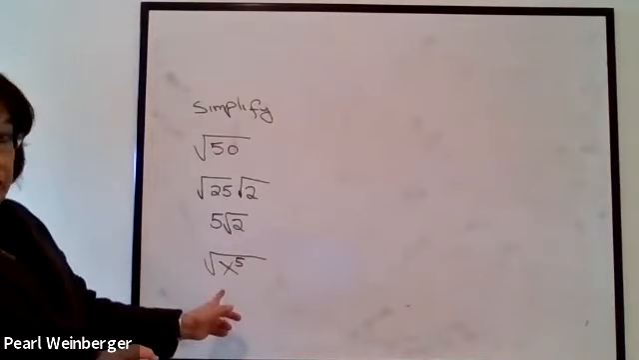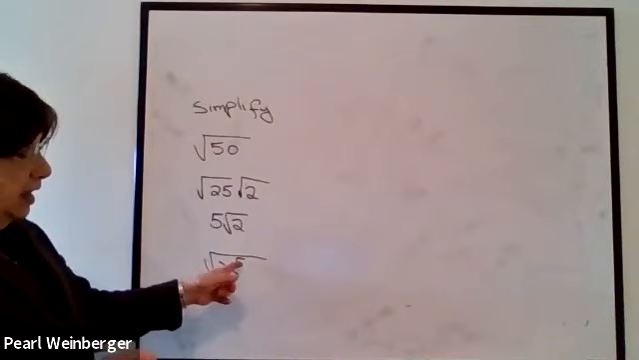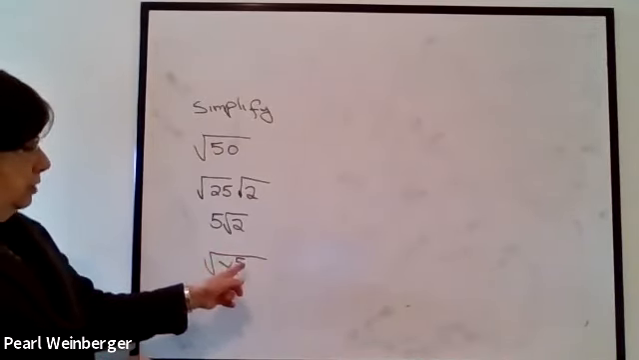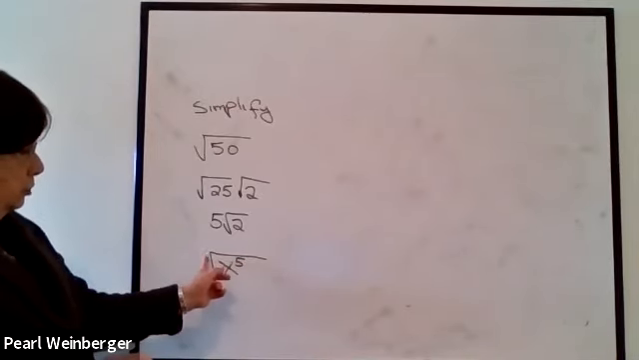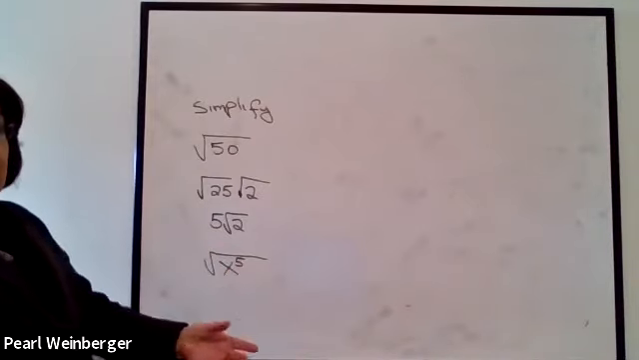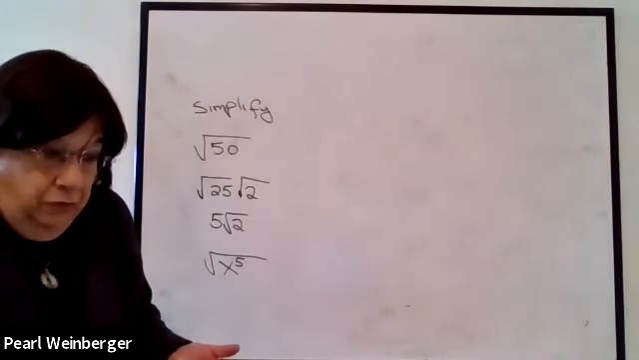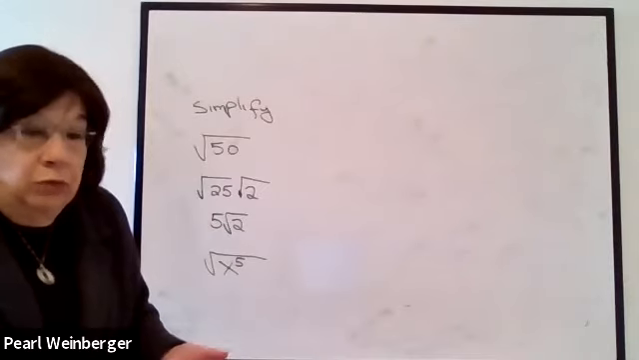Remember, when it came to the variables, what I said to do with the variable is to take the exponent and divide it by the index. Well, in this case, my exponent is 5 and the index is 2. Remember, when no index is written in, it's understood to be 2. And 5 divided by 2 is either 5 halves, which is a fraction, or if you put it in your calculator, you get 2.5.